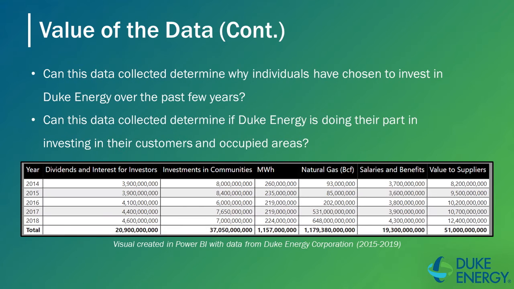The value of the data will be determined on two things. Can it show why individuals have chosen to invest in Duke Energy over the past few years, and can it show if Duke Energy is doing their part in investing in their customers in occupied areas? The visual on the screen shows the past 5 years of the Duke Energy value creation model and the 6 major components that they look at from their data collection.